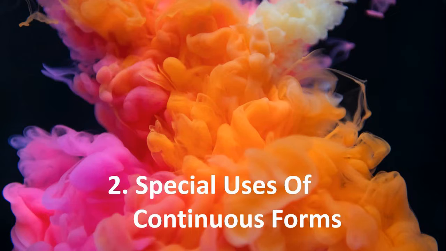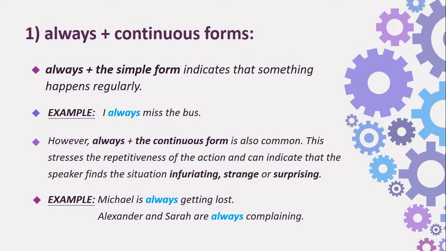Now, let's proceed to the second section of this lesson, and we're going to see here special uses of the continuous forms. Let's get into detail. First, always plus the simple form indicates that something happens regularly. For example, I always miss the bus.